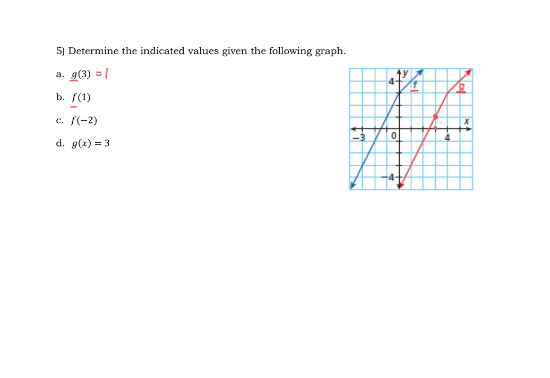Now this one tells me to go when f is +1, it's up here at 4. And when f is -2, it's down here at -1. And now this one tells me to find when g, the y, equals 3, so I count up to 3, and that's when it's 3, so it's down here at 4, so x equals 4.